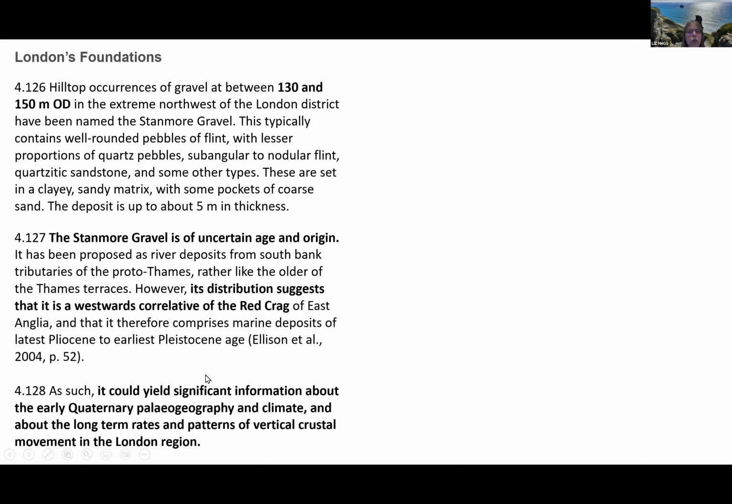I would like that explained to me, if anybody can explain what the westward correlative means. And as such, it could yield significant information about the early Quaternary paleogeography and climate and the long-term rates and patterns of vertical crustal movement. I didn't find that anywhere else, but the actual uplift is obviously relevant in the Thames cutting down, isn't it?